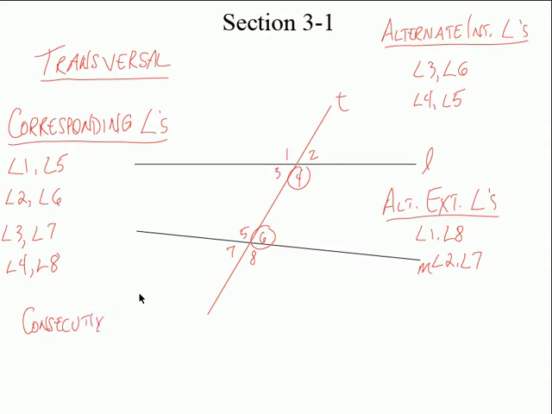Okay, oops, that's supposed to be a V. Let's try that again. Consecutive interior angles. Let's just list them. That's all I want to do. So which ones are the consecutive interior angles? 4 and 6, right? Angle 4 and angle 6. What are your other ones? You got one more pair. 3 and 5. Good. So angle 3 and angle 5 are consecutive interior angles.